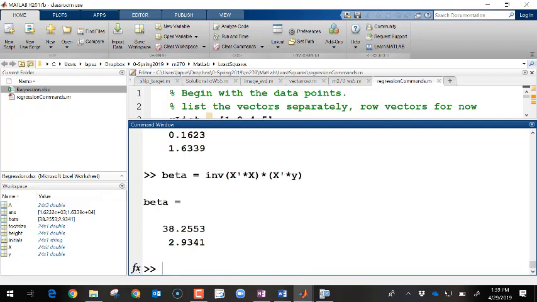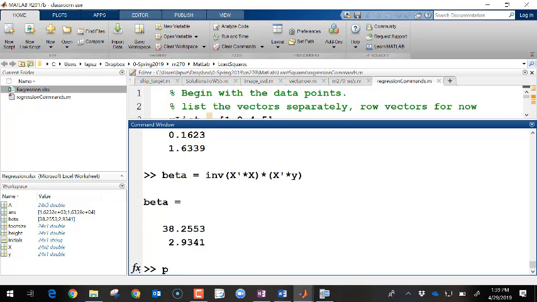Whoa, 38. Which one's the slope again? Which one's the y-intercept? The b naught is the y-intercept. So 38 is the y-intercept. And then this has a slope of 2.9, around 3. All right, let's plot it.